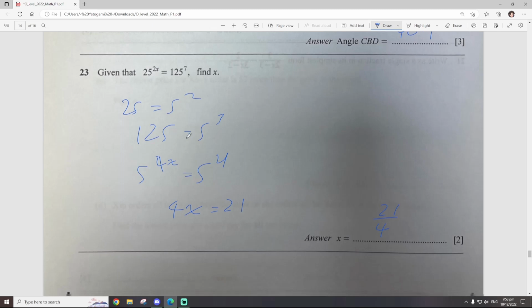It's very weird, once again, the question order in this paper. They put the easy questions and the hard questions not in order.